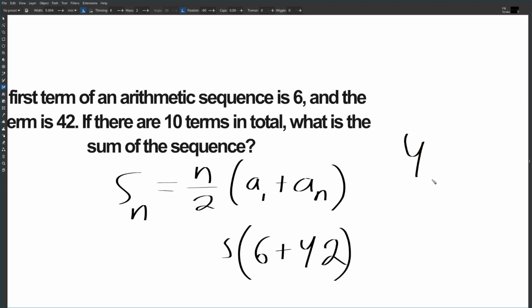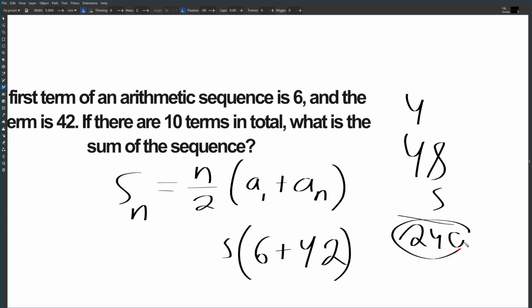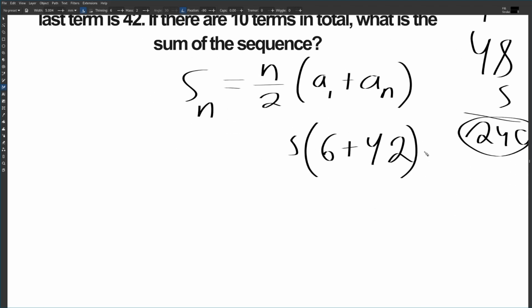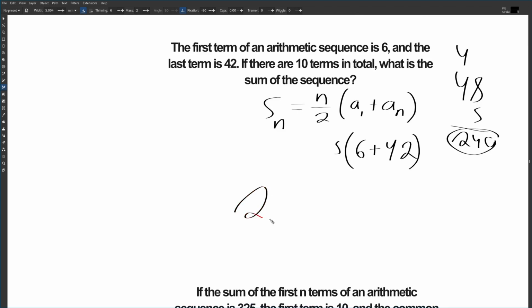Let's see what that is. 8 times 5 is 40, 4 times 5 is 20, so 240. Alternatively, you could have multiplied by 10 and divided by 5. So that one was easy. The sum is 240.